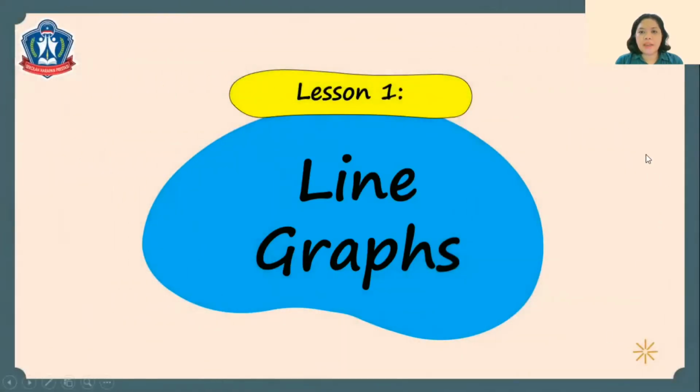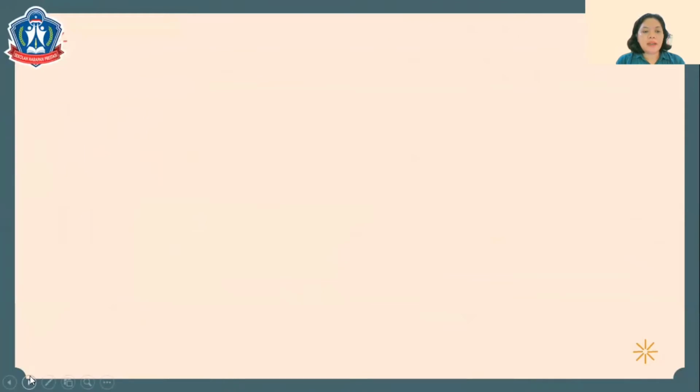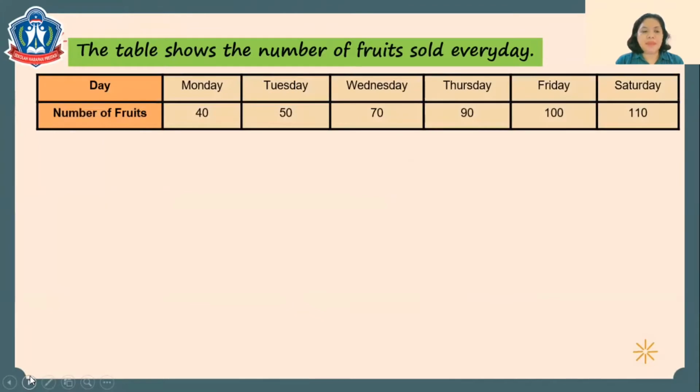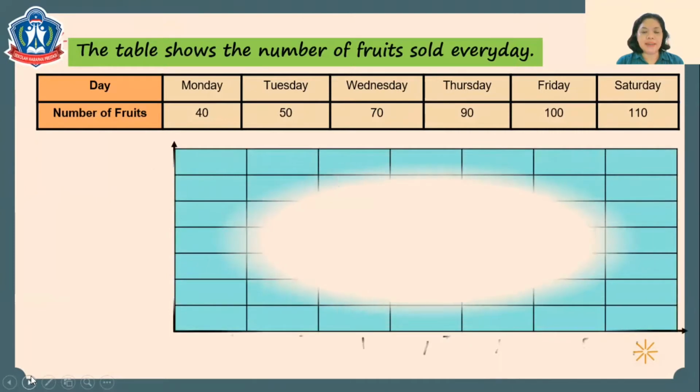Let's start with lesson 1, using line graphs. So what is a line graph? A line graph is a type of chart used to show information that changes over time. Usually in a line graph, you can see lines and dots. For example, to make a line graph, you should have your data first. I have here a table that shows the number of fruits sold every day. So this is my data. Now, we can convert this data into a line graph like this.